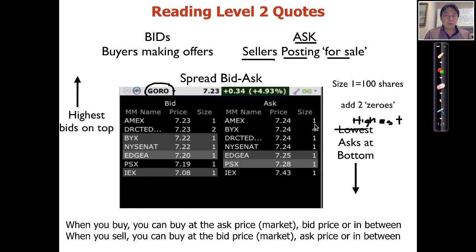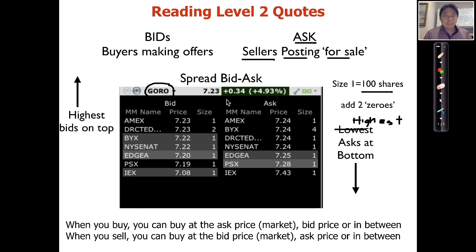Now, also notice that you see 1 and 4 and so on and so forth. Basically, 1 represents 100 shares. So always add 2 zeros. If you see 21, it'll be 2,100 shares. So that's how you read those columns.